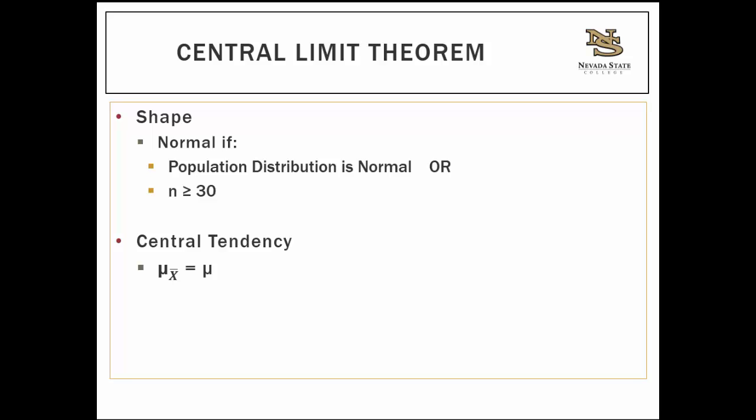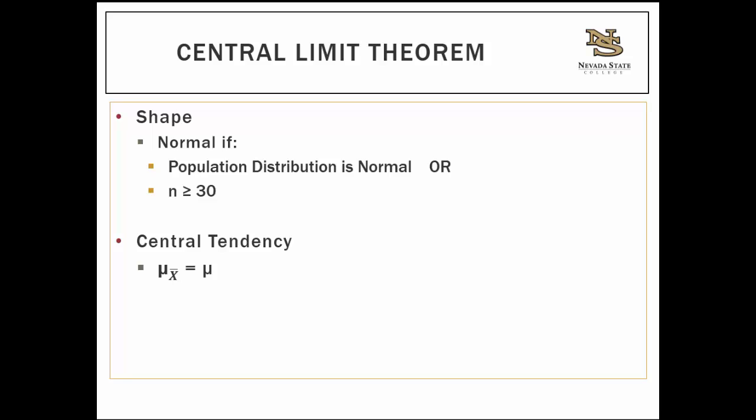And the central limit theorem identifies the three basic characteristics of the sampling distribution. The first characteristic is shape. So what is the shape of the sampling distribution? And it depends on two factors. The first factor is the shape of the population distribution from which you sampled. If you have a normally distributed population, then the distribution of sample means will be normal, no matter what your sample size is. Even if you have a sample size of 1, the sampling distribution of the mean will be normal because when you have a sample size of 1, it's an exact copy of the population distribution.